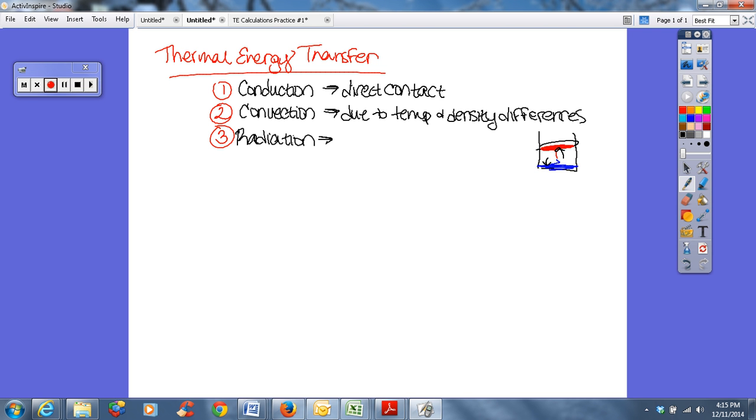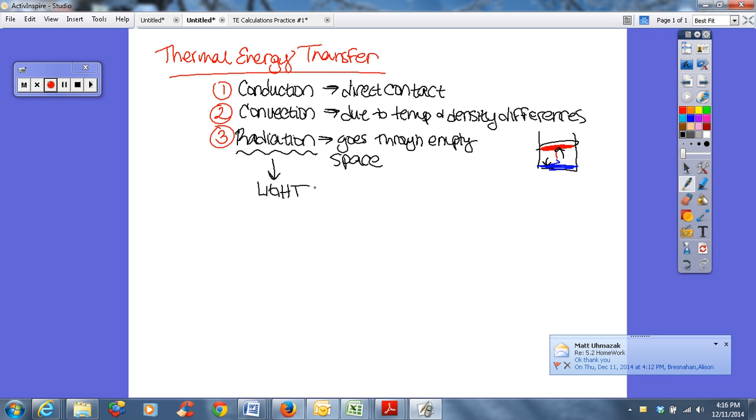Okay, so then radiation is like the energy that comes from the sun, and it can travel through empty space like a vacuum. It goes through empty space, but it also goes through just regular air that's around you, because we can see objects due to light. So one type of radiation is light. Another type of radiation is thermal energy.